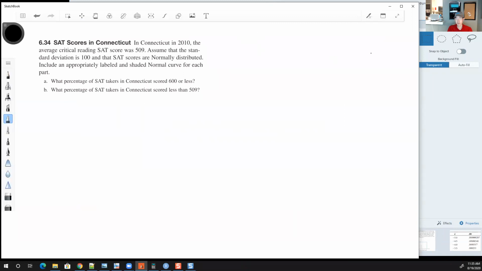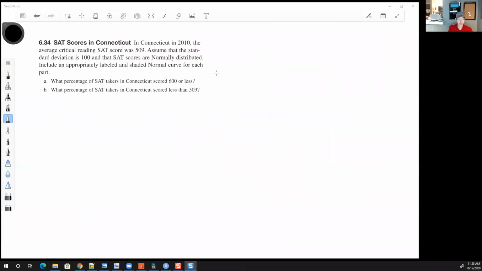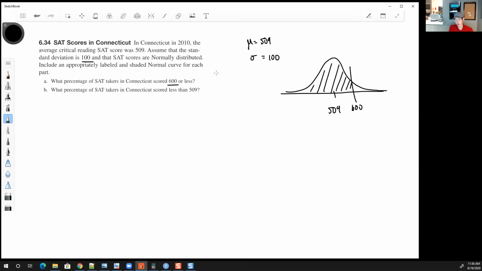Okay. All right, so we'll say the average reading score was 509. We're going to say that the mean is 509, and assume the standard deviation is 100, and SAT scores are normally distributed. What percentage scored 600 or less? We'll put 509 here in the middle, and 600, and we want to know what is this area over here? So we want to know what's the probability that the SAT is less than or equal to 600.